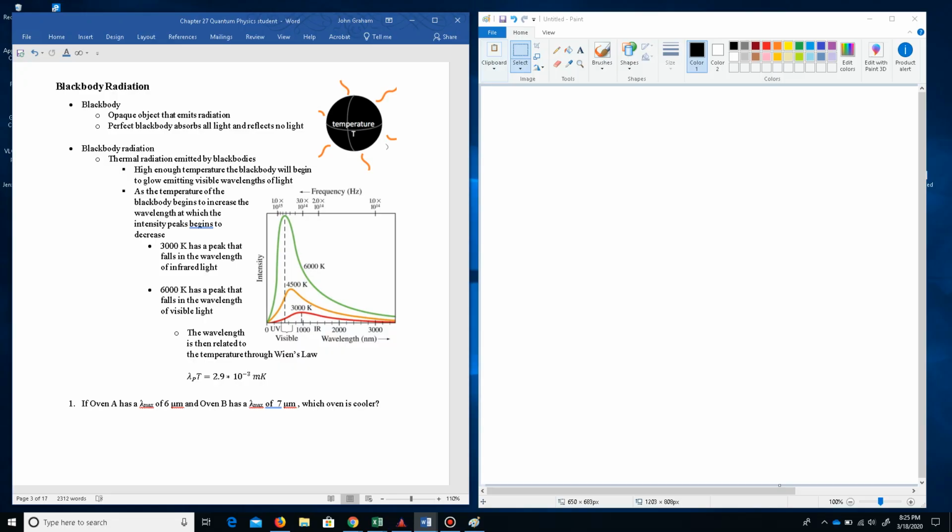And so what they found is that the wavelength times the temperature is equal to 2.9 times 10 to the negative 3 meters Kelvin.